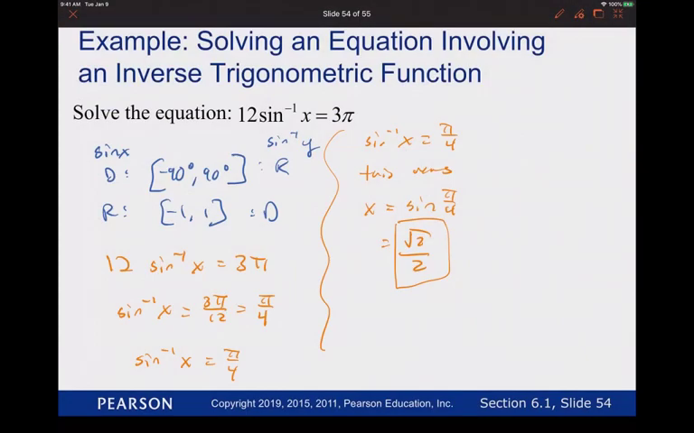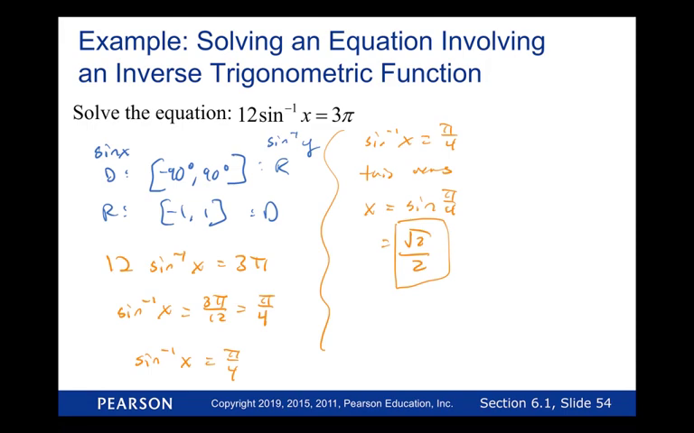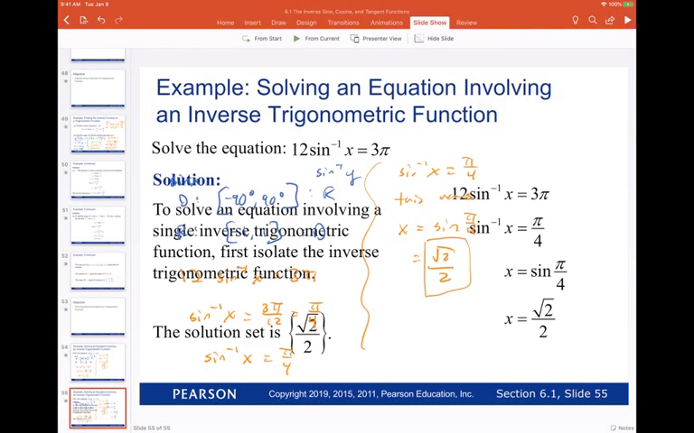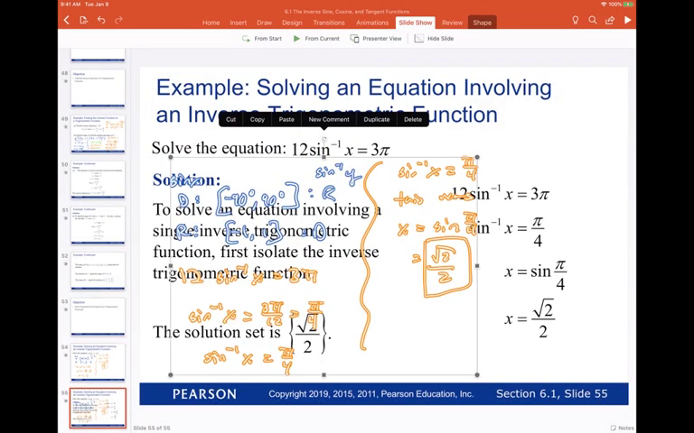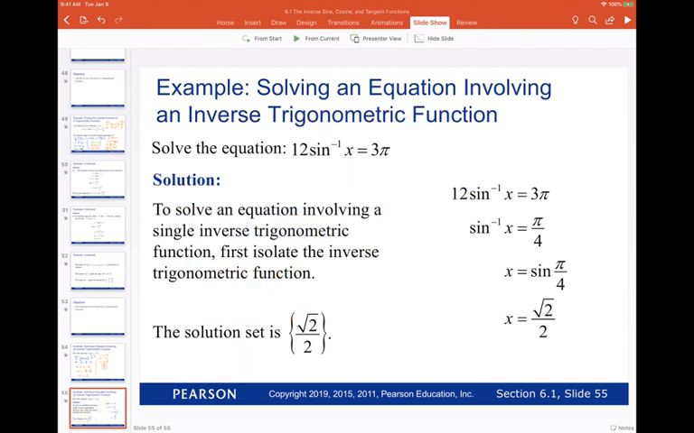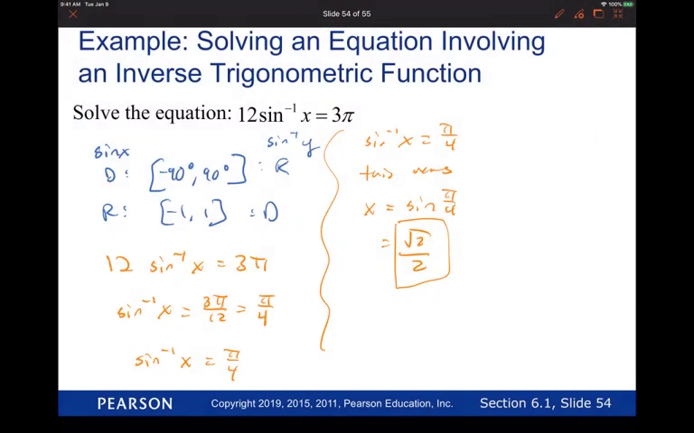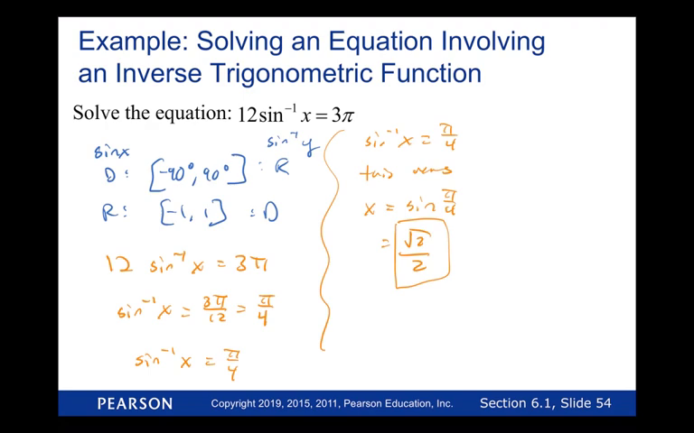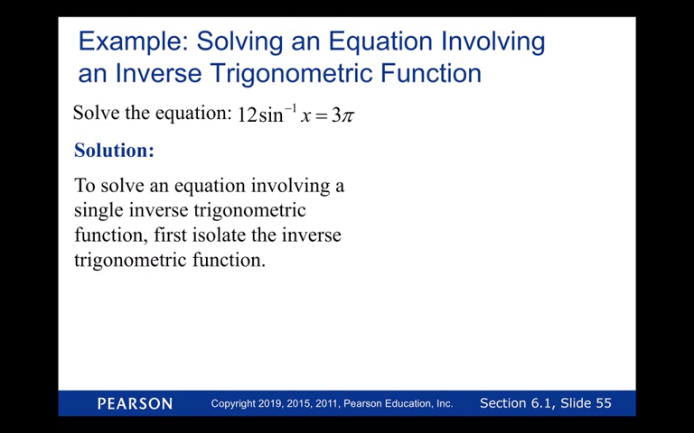Oh, and one other thing. On this one, we need to delete the annotations. When we did it, we said that x has to be root 2 over 2 to work. Now let's see how they do it. To solve an equation using inverse trig, first isolate the inverse trig. I feel like we're missing a slide. Okay, there it is. So we divided by 12 and got pi over 4.